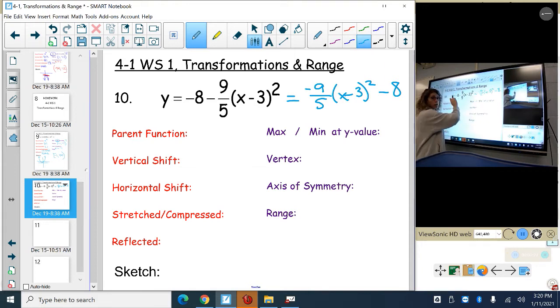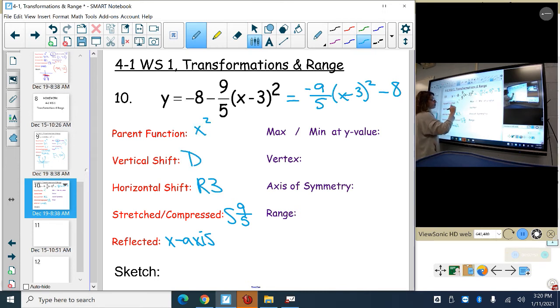We should not have two numbers attached by addition or subtraction. I should have a number multiplied by a parenthesis with something at the end. If there's nothing there, it's 0. Okay? So negative means it's reflected over the x-axis. 9/5, the top is heavier than the bottom, so therefore this is a stretch of 9/5. It's bigger than 1. Minus 3 means I'm going to go to the right 3. X squared is my parent function, and I'm going to go down 8 units.